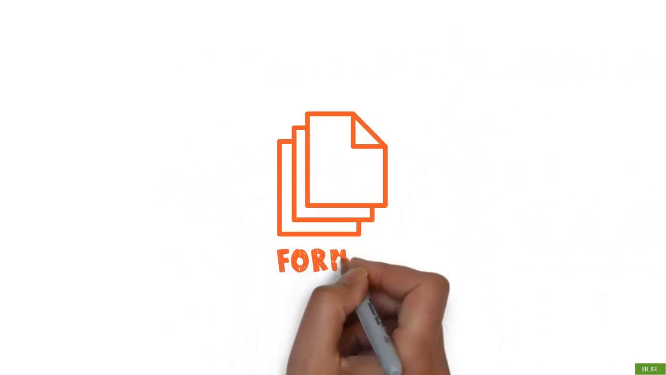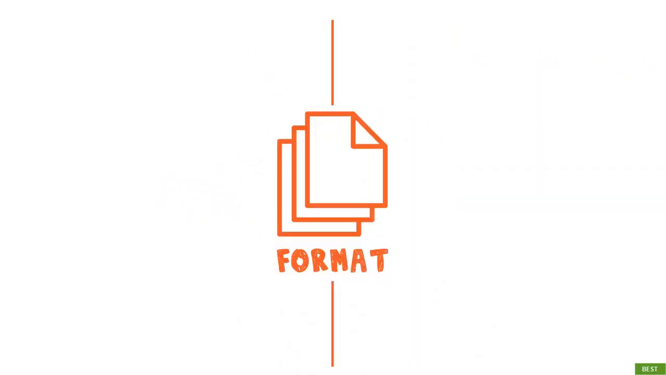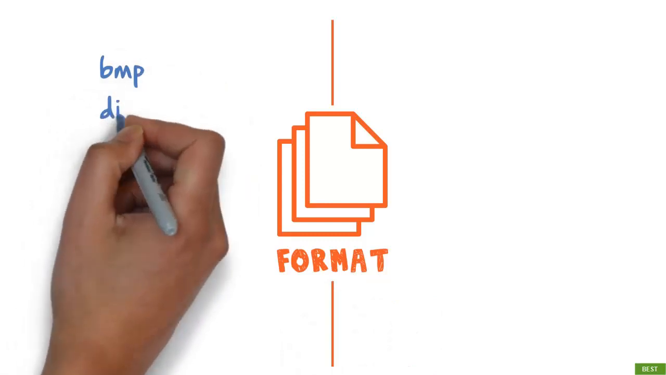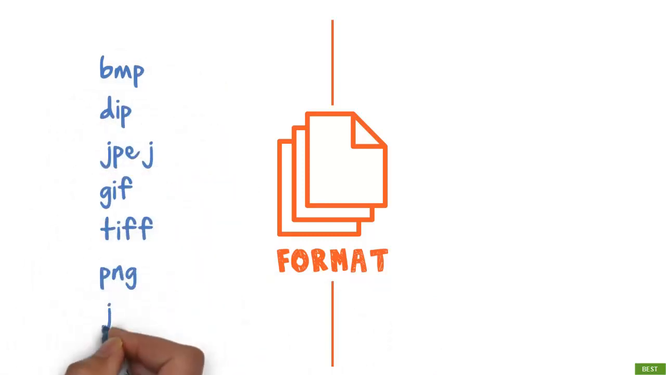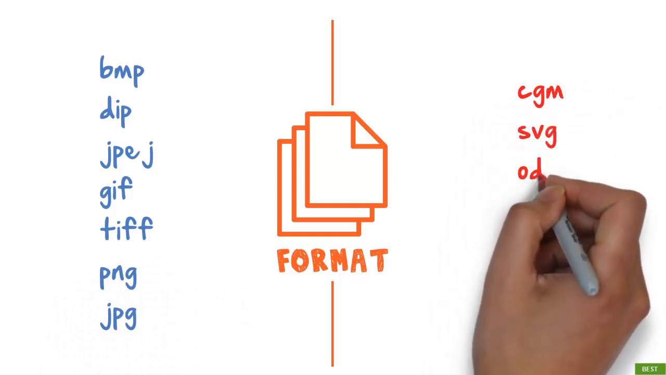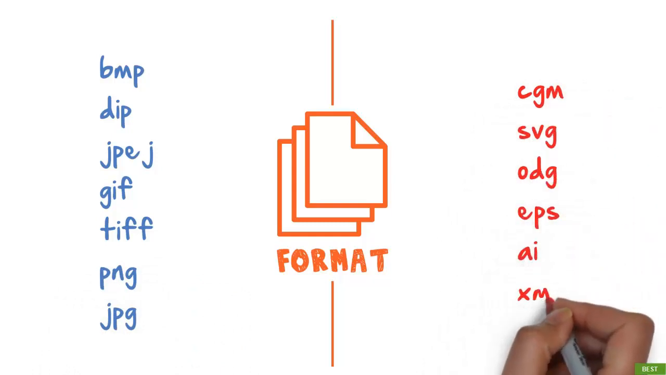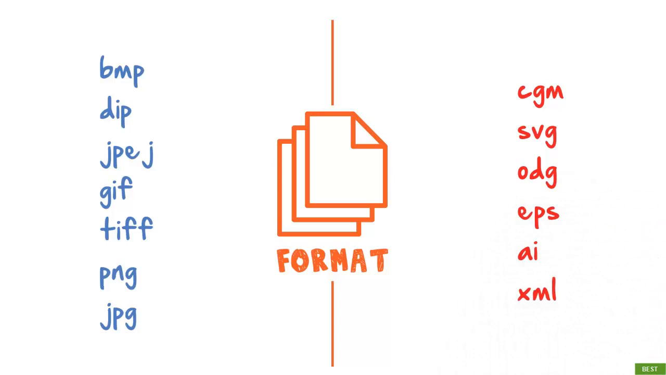The last check was for format. Tuna told them that the common bitmap formats are, and the common vector formats are. Edward is a JPEG image and Tony is an SVG image.